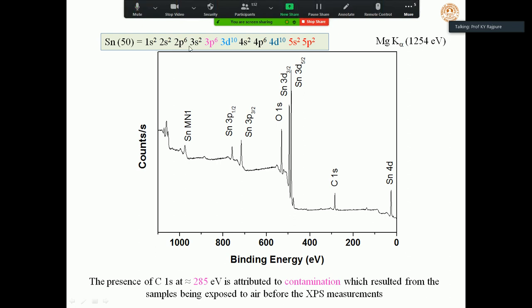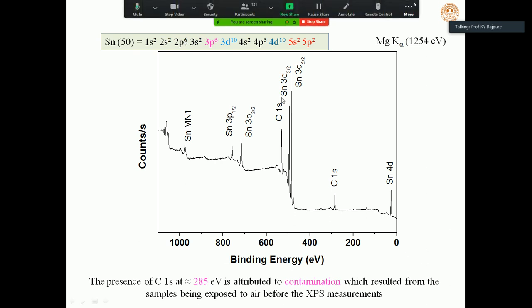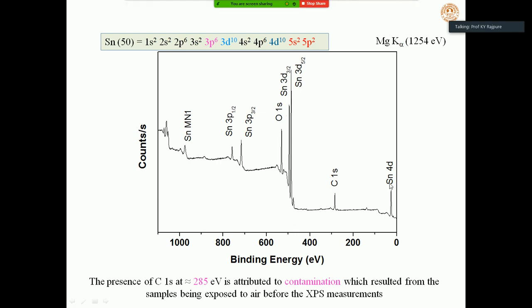When you are below 20, as far as Z is concerned, then you will get the peak due to 1s, 2s, 2p electrons. So this is the wide scan, survey scan, and the elements which are present are shown: Sn, Sn, O, Sn, C, Sn.